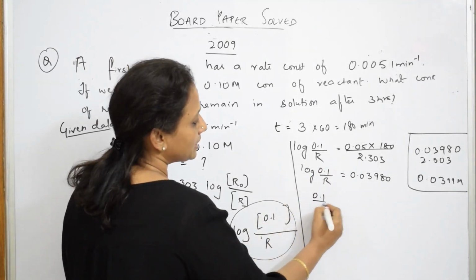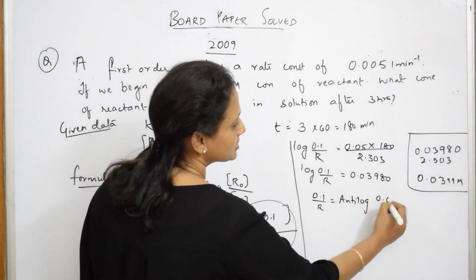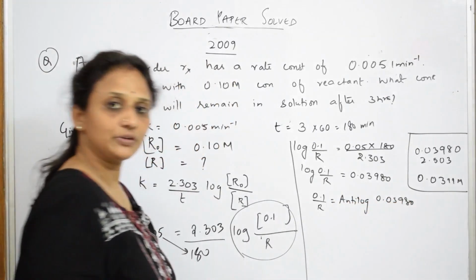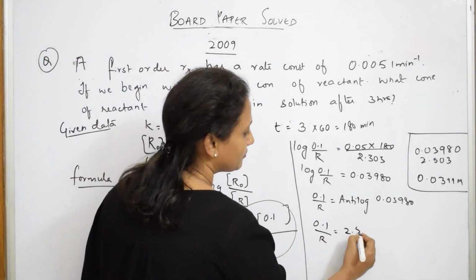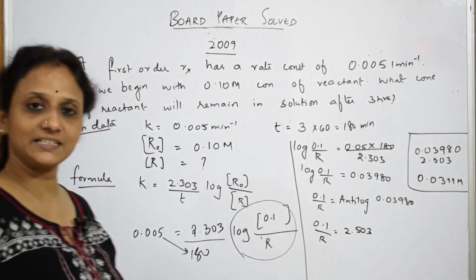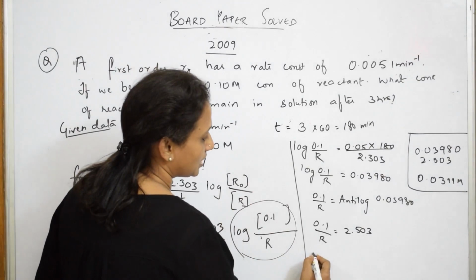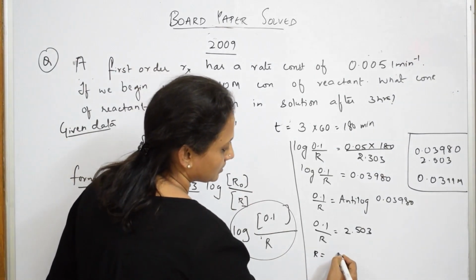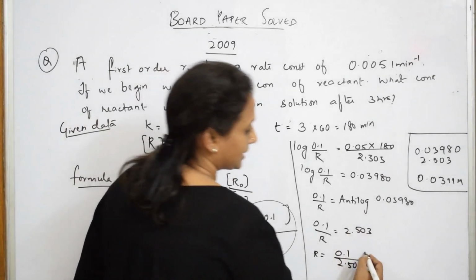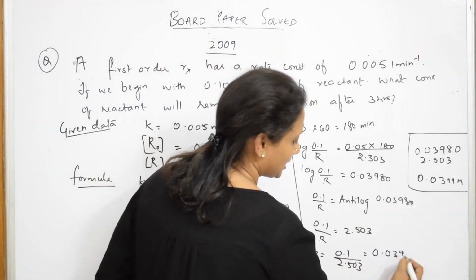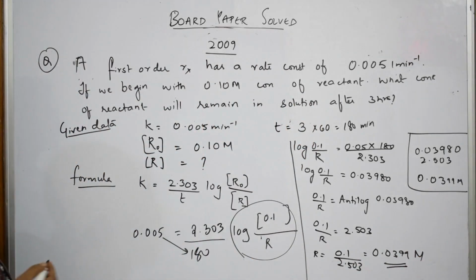Now what is 0.1 by R? This becomes the anti-log of 0.0398. When you solve this, you get an answer of 2.503. I still didn't get the R value. So R is equal to, I get an answer of 0.0399 molar, because the concentration is measured in molar. So this is your sum.